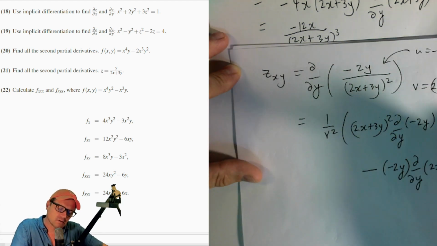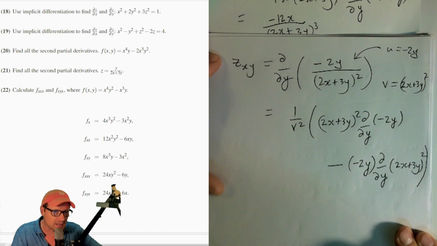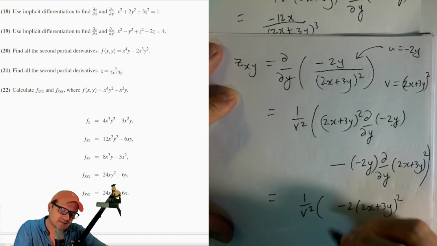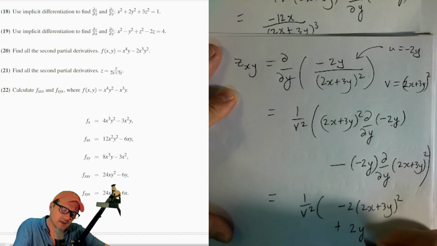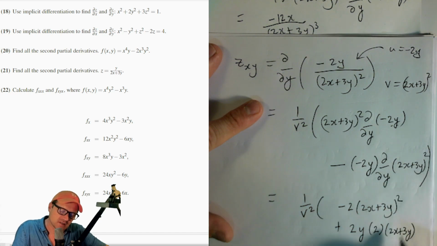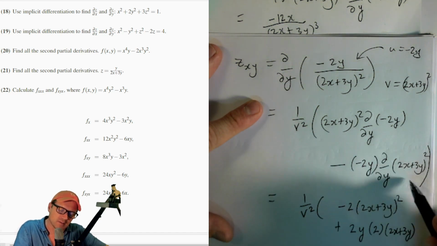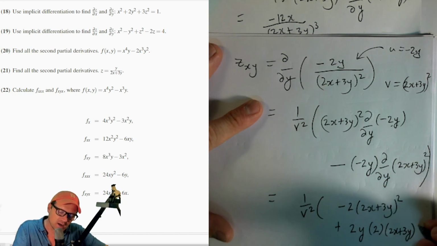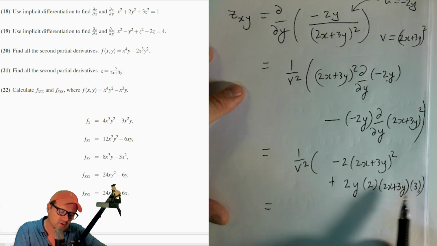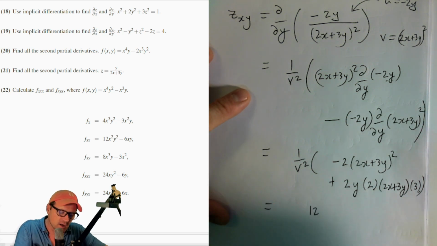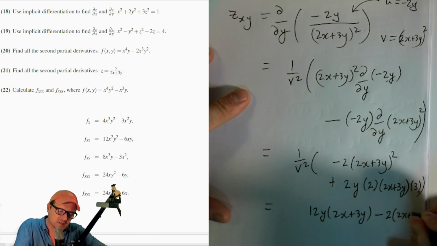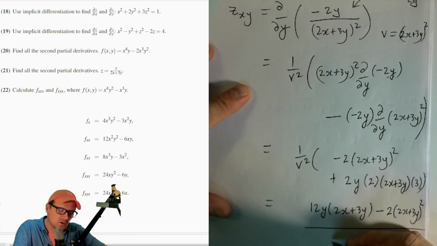Be very careful here. You can see that this is quite tricky. So the derivative of minus 2y with respect to y is minus 2. We have 2 minus signs here, so let's call that plus y. Now we need the chain rule on this. The 2 comes down, subtract 1 from the exponent, which just gives this to the power of 1. And then we multiply by the derivative of the inside function with respect to y, which is 3. Okay, so now we just have to simplify that. So we have 3 times 2 times 2 is 12. So 12y, 2x plus 3y minus 2x plus 3y squared. And then that's all over v squared.